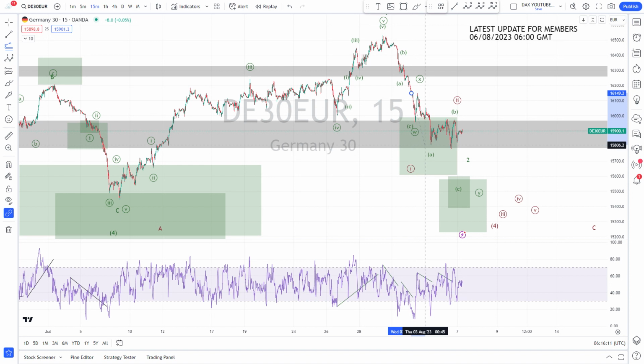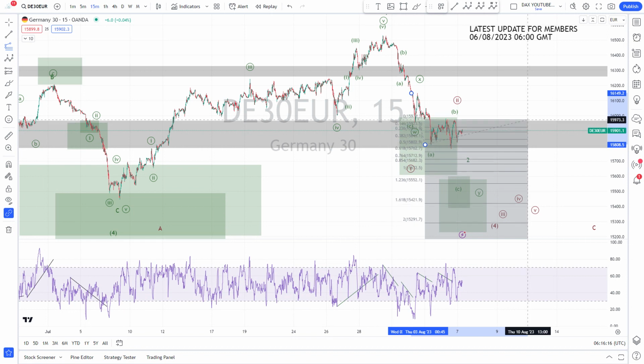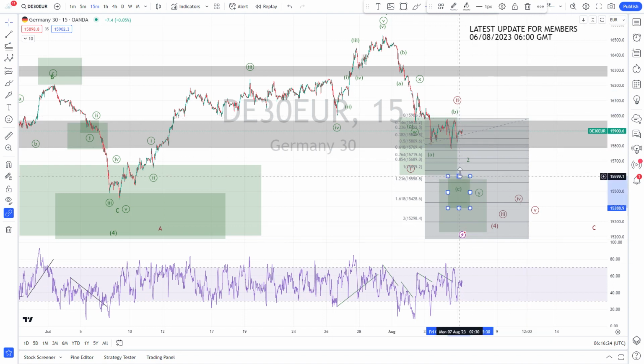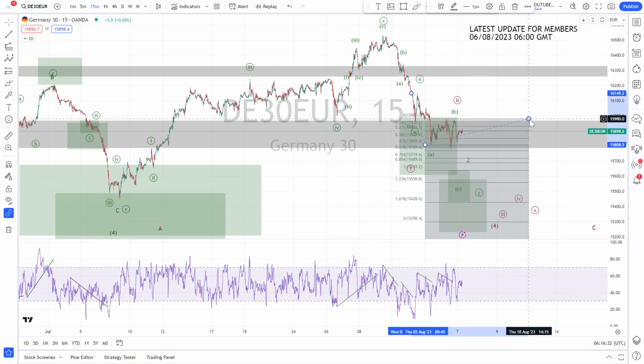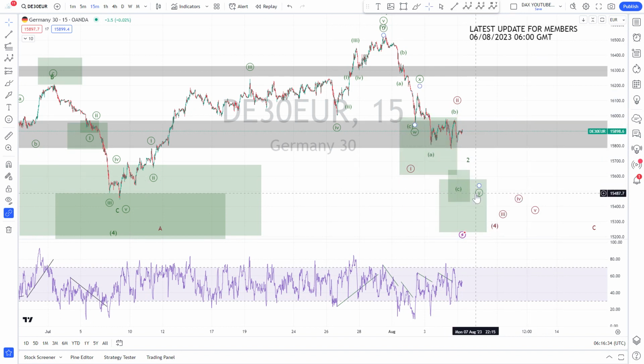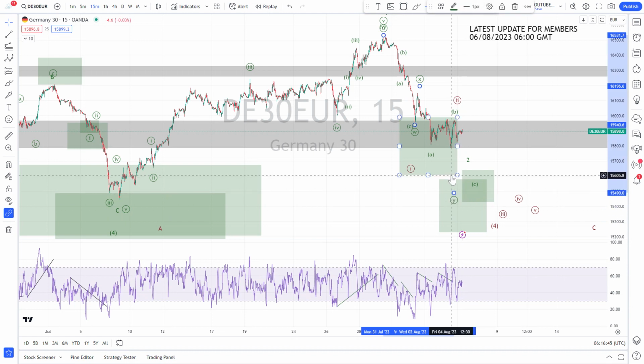If we take the length of our wave A, the length of our wave B, then our area for our wave C should be here. And then again, this wave C area coincides with this wave Y area, the upper boundary, the lower boundary of this wave 2 area.